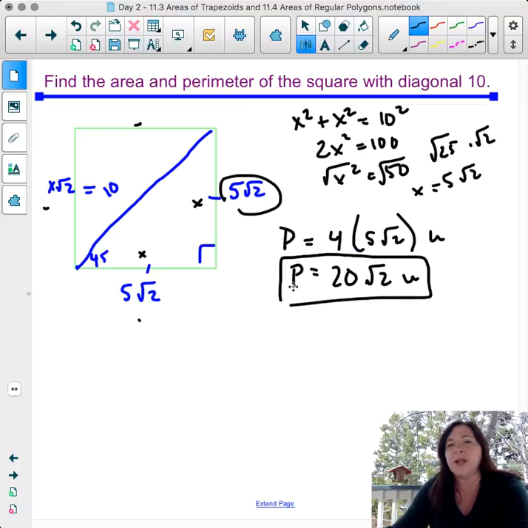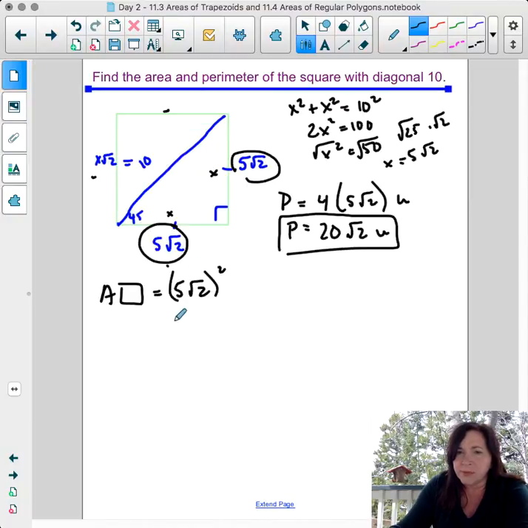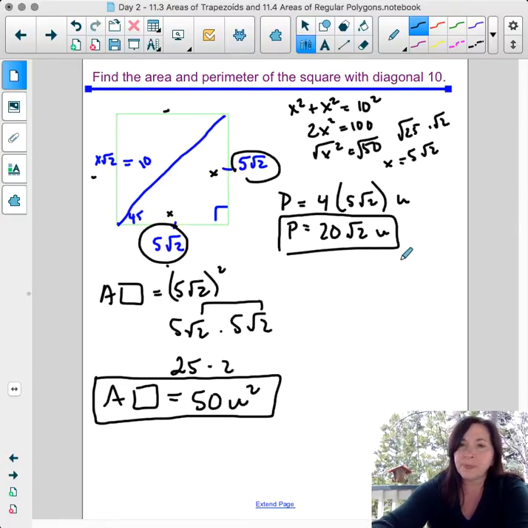To find my area, I have to go side times side. So my area of my square is going to be 5 root 2 quantity squared. Keep in mind, the 5 gets squared too, 5 times 5. So it's going to be 5 root 2 times 5 root 2, which is 25, times root 2 times root 2, which is root 4, which is 2. 25 times 2 is 50 units squared. So that's the area. Area is always going to be squared, and perimeter is always just going to be units.